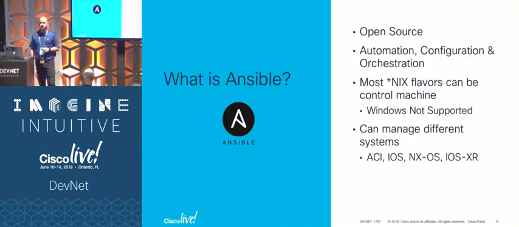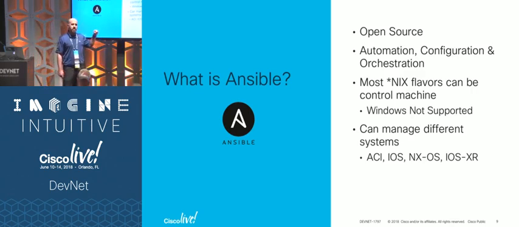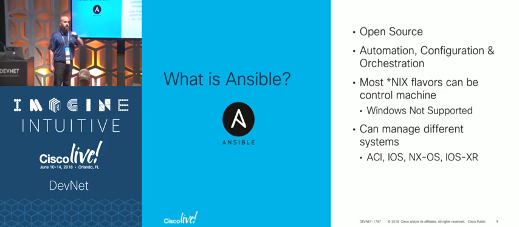What is Ansible? It's an open source automation, configuration, and orchestration tool. It runs on most flavors of Unix or Linux for the control system. I will talk about what the control system is shortly. Windows is not supported as a control system, but Windows can be managed by Ansible.